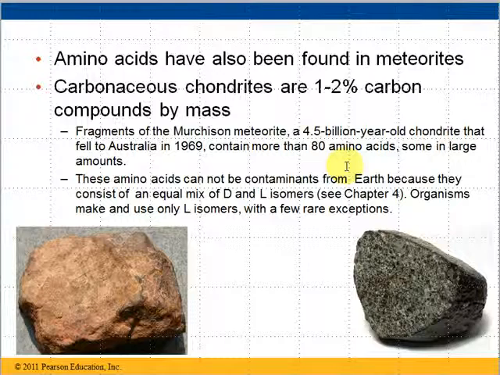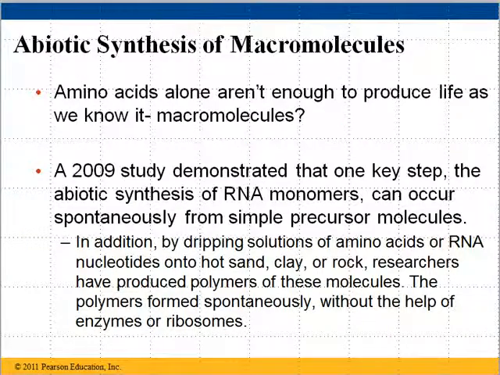The formation of these amino acids is possibly an important step in early life, but amino acids alone aren't enough. We have to string these amino acids together. We have to create macromolecules, and it's macromolecules that then combine to form the living parts of creatures that we see today. So where do these macromolecules come from? How can we possibly see the abiotic synthesis of these macromolecules?